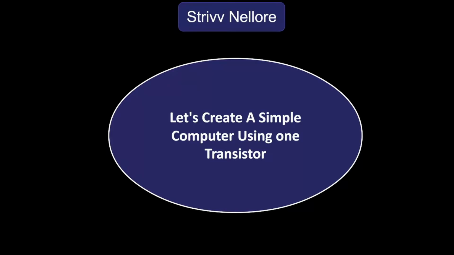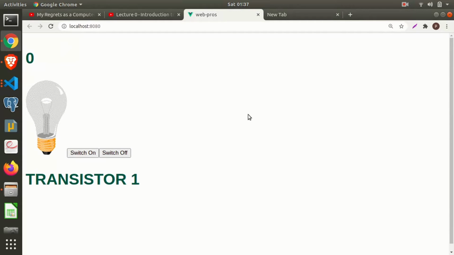Now let's create a simple computer using one transistor. So this is how our computer looks. Consider a light bulb connected to one transistor. I claim that we can represent information using this circuit or this computer. Right now we are representing 0. 0 means we are not representing any information. 0 means nothing. But if I simply switch on the light, we represent 1.